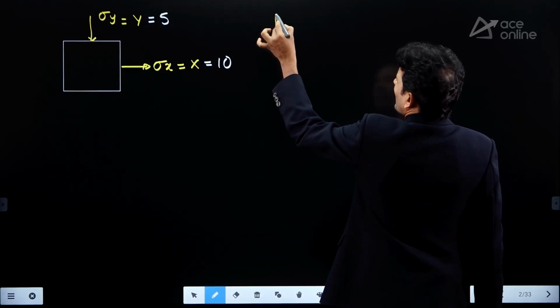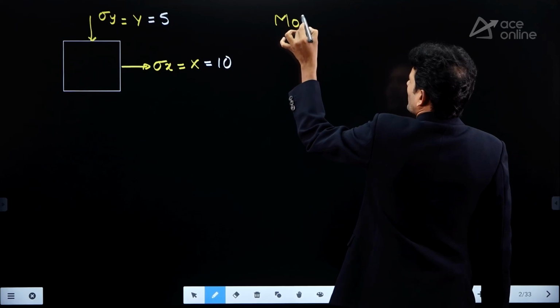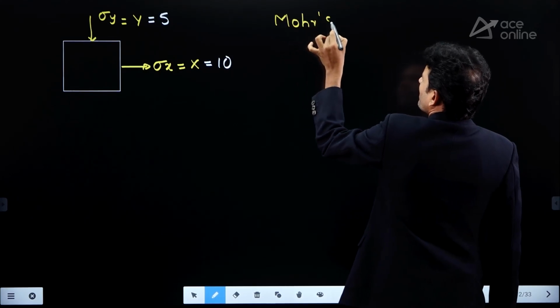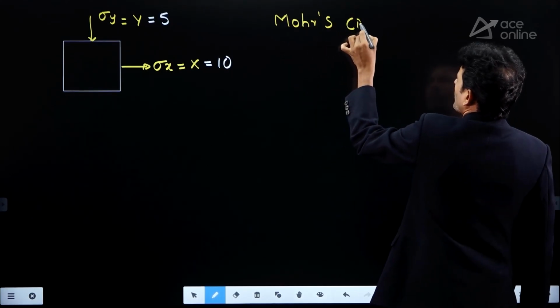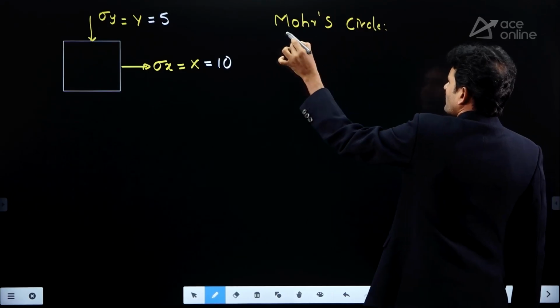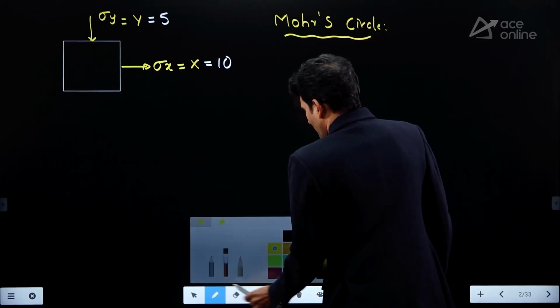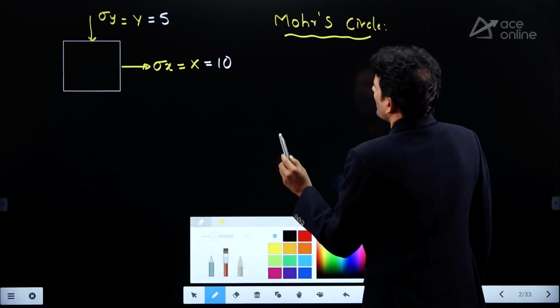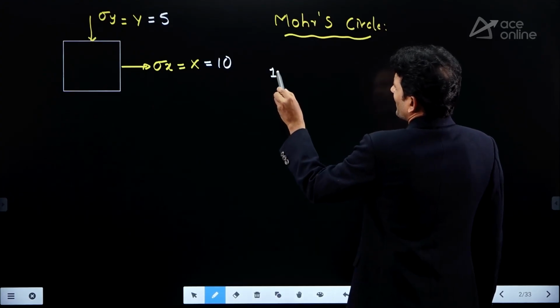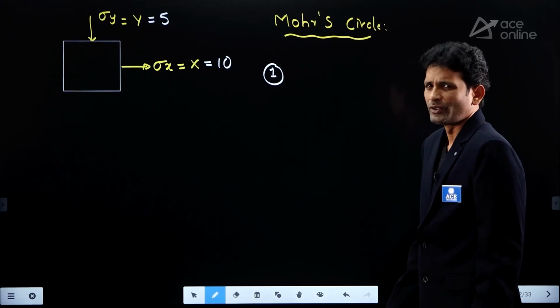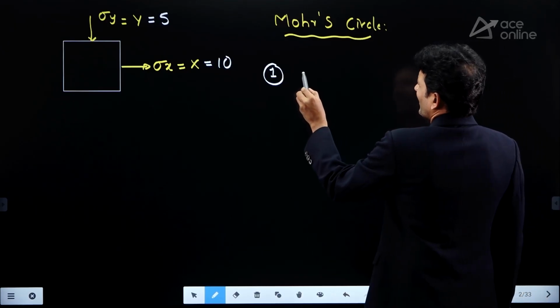To use the Mohr circle method, if I want to plot the Mohr circle, what are the basic parameters I require? First parameter I require is the distance from origin to the center of Mohr circle. Distance from origin to the center of Mohr circle, that I can take as OC.